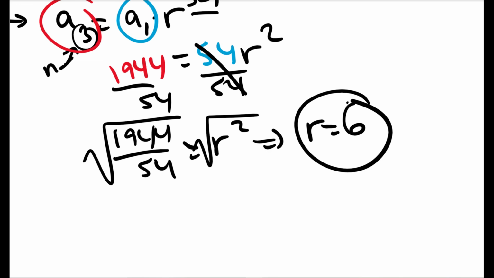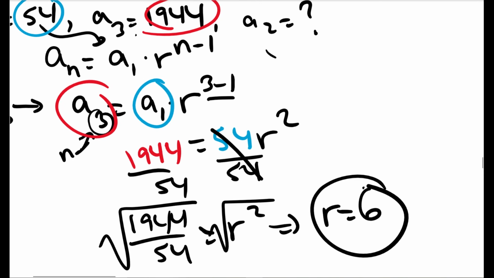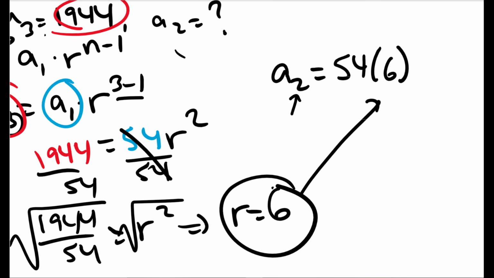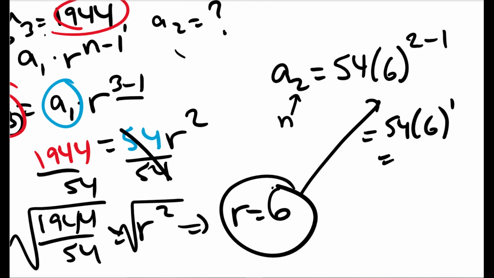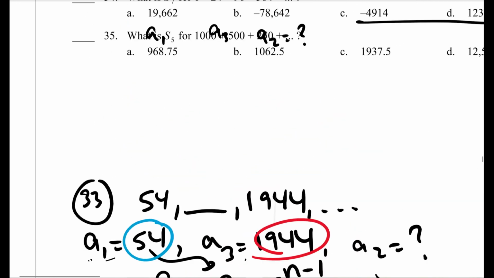Okay, so we know r, so we can plug it in to get a2. Now we're ready to get a2. So a2 equals a1. Remember, a1 is 54. Now we can plug in r times 6 raised to the, remember now that's n, 2 minus 1 power. So we have 54 times 6 to the 1 power is our answer. So that's 324.